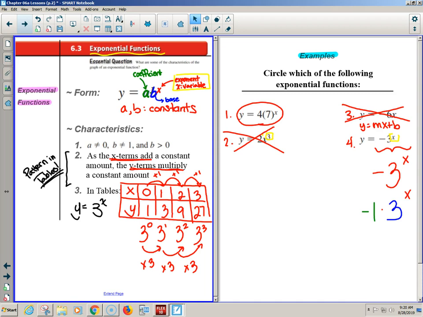But for today, all we need to worry about is what is an exponential function. It's a function that has a coefficient, a base, and an exponent. And what's key, what's most important, is what is in the exponent? Variable. And then in the table, x's are going to add and y's are going to multiply. For right now, though, guys, that's enough. So let's go ahead and close up our notes.